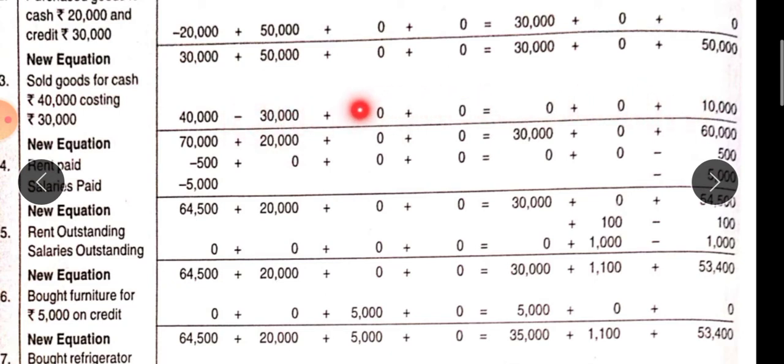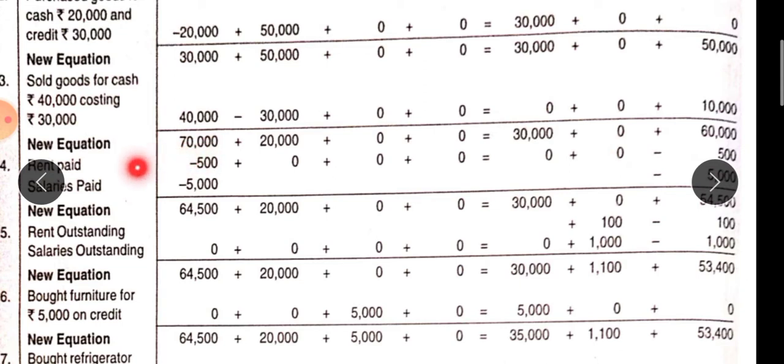Now check the new equation. Cash 30 plus 40, it is 70,000 rupees. Stock 50 minus 30, the balance stock is 20,000 rupees. Creditors remain unchanged and capital increases to 60,000 rupees.